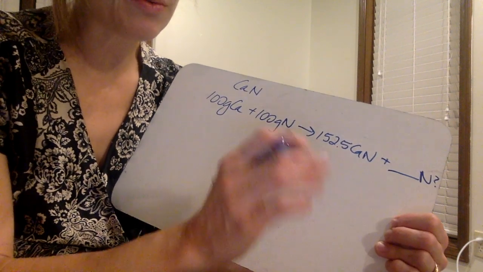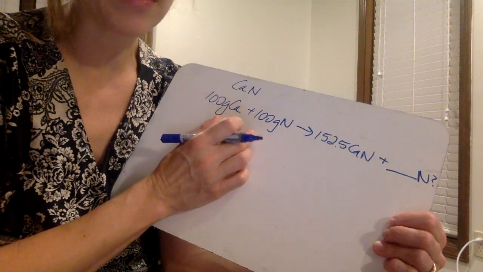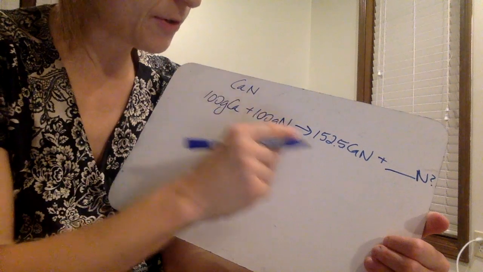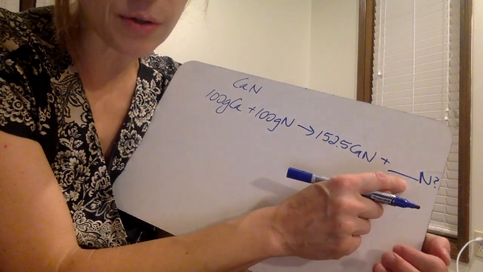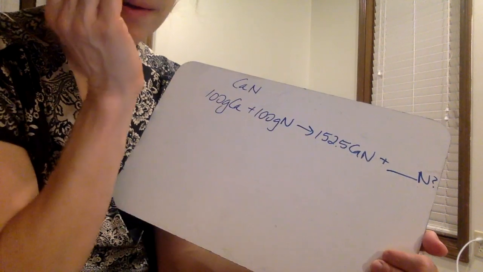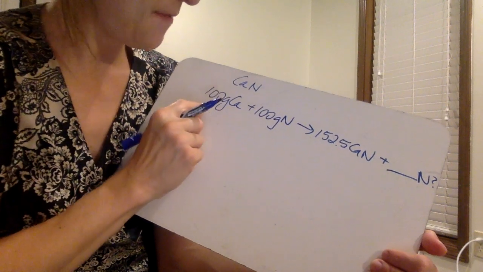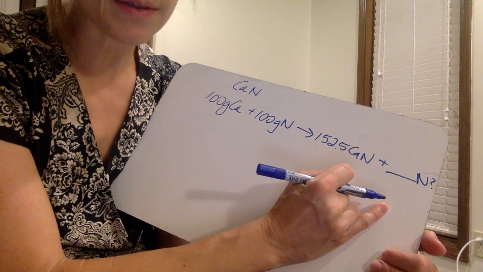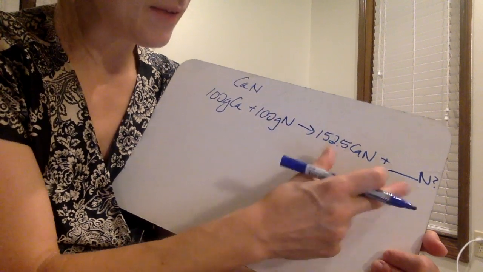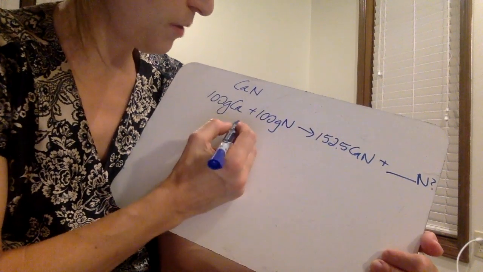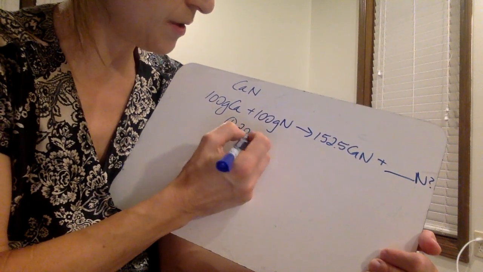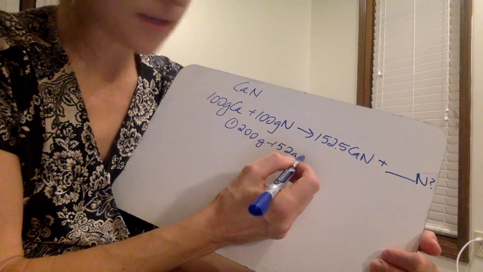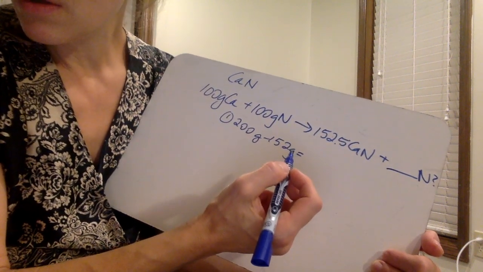If we don't want any leftovers, we want to find out what amount needs to react exactly together to give us no leftovers. So first we need to find out how much nitrogen is left over. How do we do that? We need to take our law of conservation of mass. If I have 200 grams that I started with, I need to end up with 200 grams. So this is just basic subtraction. If I need 200 grams and I have 152.5, first step is I'm going to say 200 grams minus 152.5 grams equals, what does that equal?